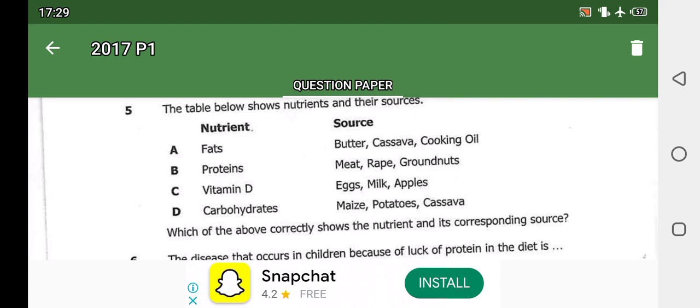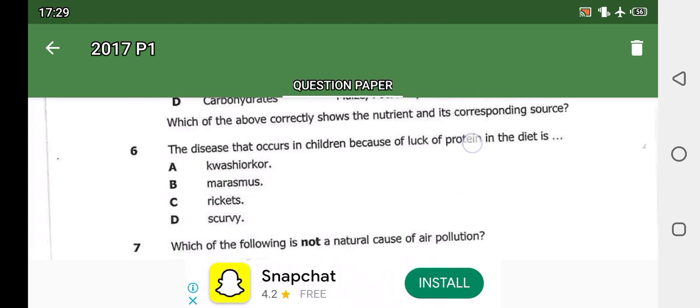No, because of cassava, no. Proteins from meat, rape, groundnuts. Because of rape, no. Vitamin D, eggs, milk, apples. Because of apple, no. Carbohydrates comes from maize, potatoes, cassava. So that is the correct answer.